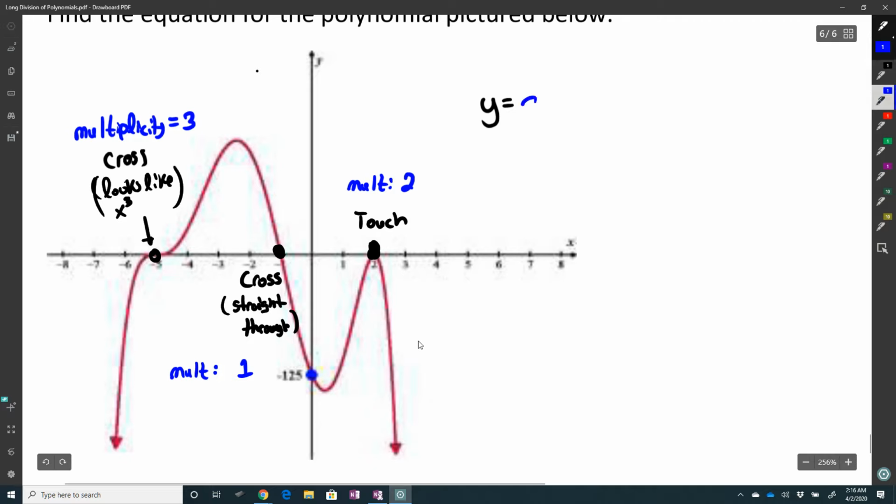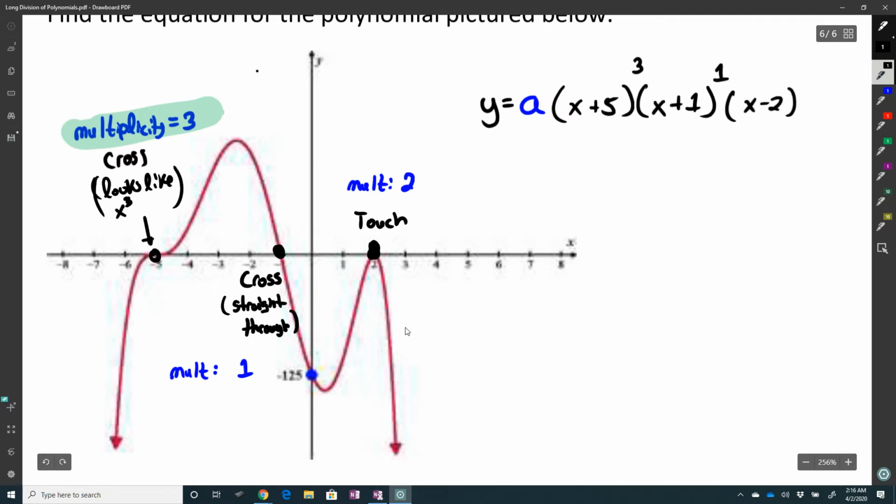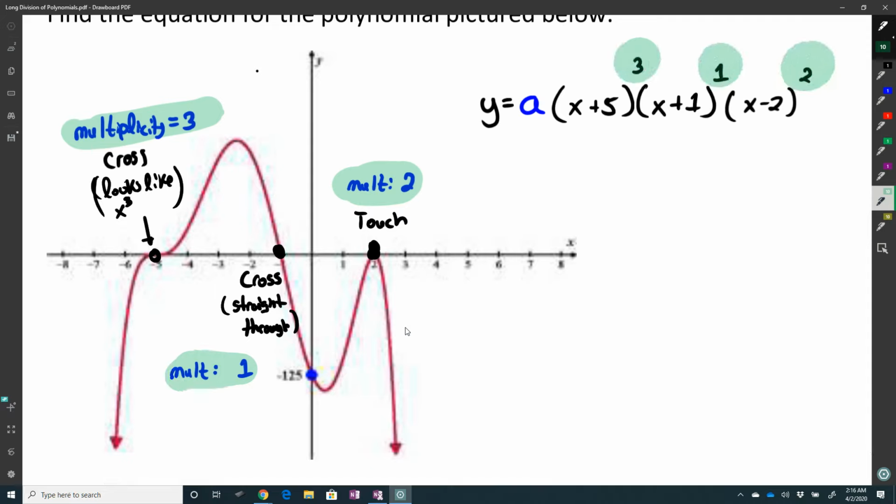first, I don't know what a is. I need to figure that out. But I know that x plus 5 is a factor. X minus negative 5. But not only that, it occurs 3 times because of that curvy shape. So I know that this has to be x plus 5 cubed. Here, the second one crosses straight through. So there has to be x plus 1 to the 1. This one touches. It does a little bounce thing. So that's x minus 2, but that has to be squared. So the multiplicities tell you what the exponent for each factor is.